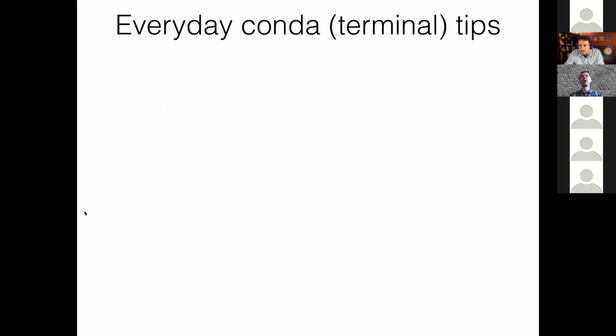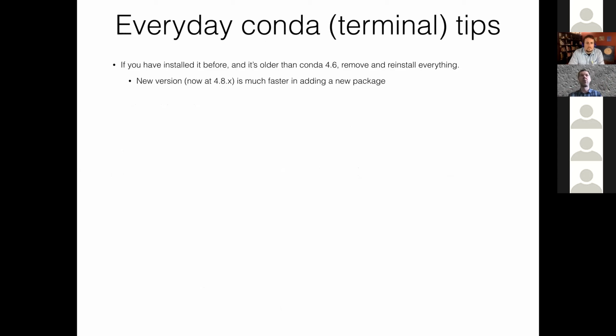All right, a few everyday Conda terminal tips. If you have installed it before, like years ago, and it's older than Conda 4.6, I advise you to remove and reinstall everything, because there were big changes in 4.6, or maybe you are even on Conda 3, and the same tip applies. Since 4.6, the Conda dependency resolver is much faster, so you will have a much happier life if you install a single new package, because it will be much faster in resolving what needs to be changed and what not. And I personally experienced that myself.